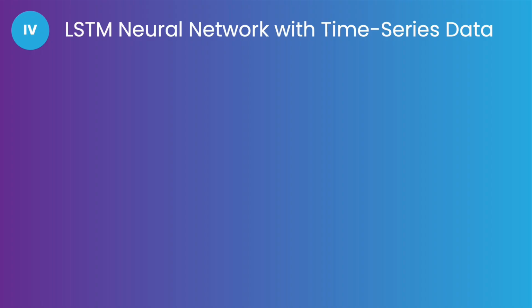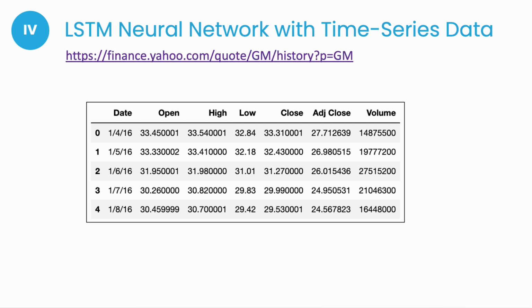Now we're on to part 4 of the project. For the dataset, I downloaded time series data of the General Motors stock price from Yahoo Finance for 5 full years from January 2016 through the end of 2020, excluding days the stock market is closed. This provided 1,258 data points with 7 attributes.